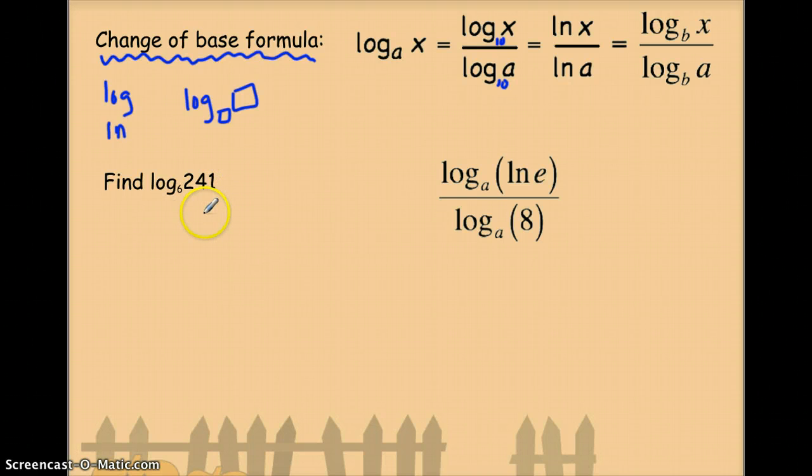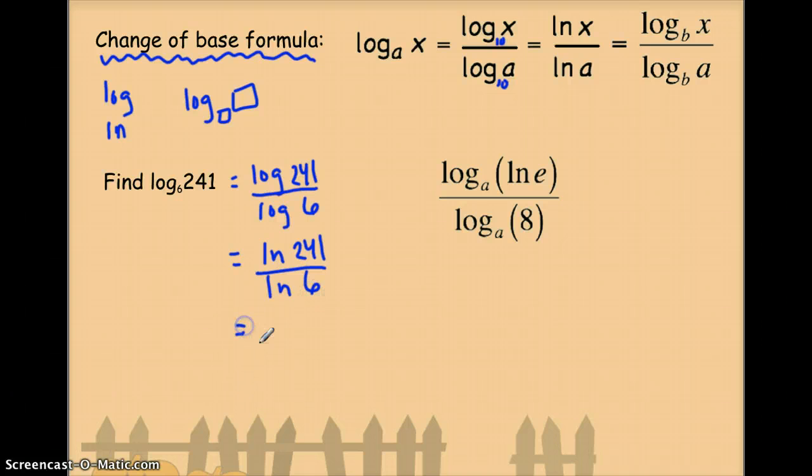So for example, this log base 6 of 241. I know you can type that in your calculator as is with the new TI Inspires. But on the old calculator, you would have to type log 241 divided by log 6. You could type that, or you could do natural log 241 divided by natural log 6. You're going to get the same thing. All of these are equal. When you type that in your calculator, you get 3.06.